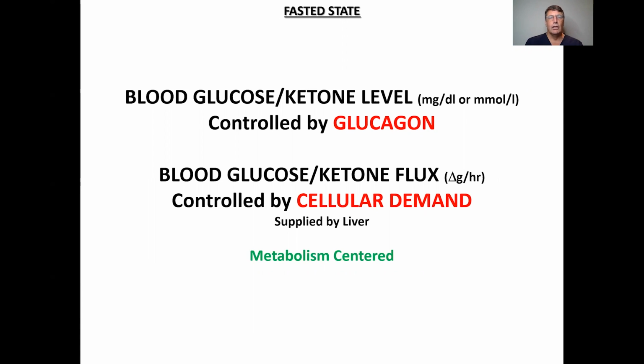So when we're looking at what the liver supplies, and this is in the fasted state, the blood glucose and ketone concentration in the blood is one aspect. What is that number? And that number is very tightly controlled. And in the fasted state, it is controlled by the hormone glucagon.